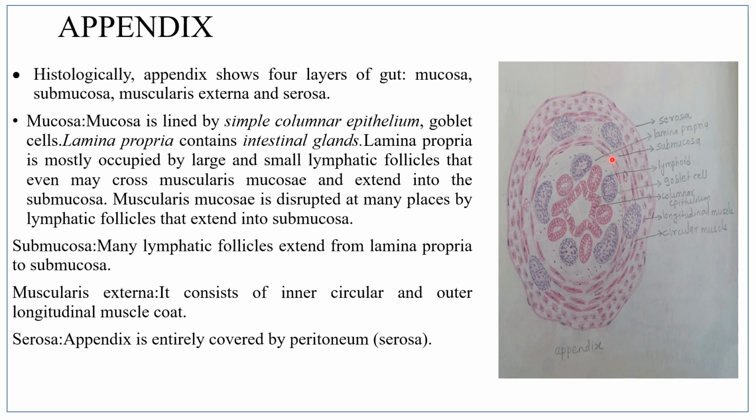Then this area is the submucosa. So in the submucosa again we have the lymphatic follicles. Then comes the muscular layer. This is the muscularis externa, and this one is the serosal layer. So here in the lamina propria and submucosa we have lymphatic follicles.